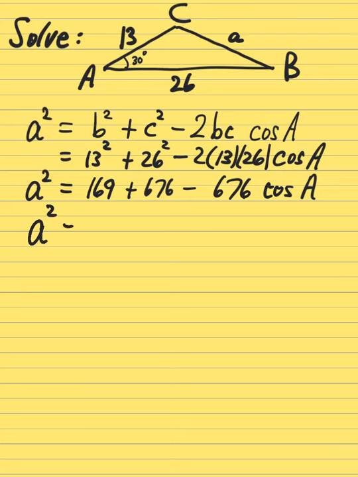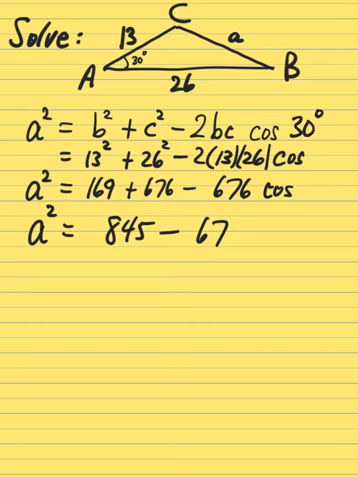So A squared equals 845 minus 676. I tell you what, I don't know why I didn't do this earlier. Let me go back and I'm just going to take capital A, which I should have done in the first place, and just replace that with 30 degrees. Can't believe I overlooked that. Oh well, practice makes permanent, doesn't make perfect.